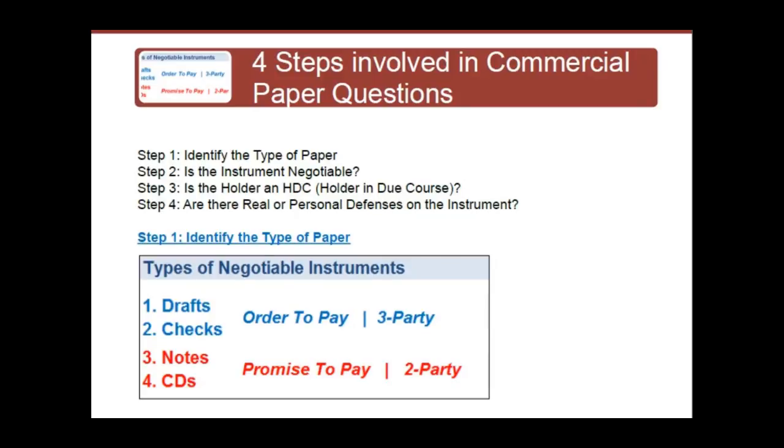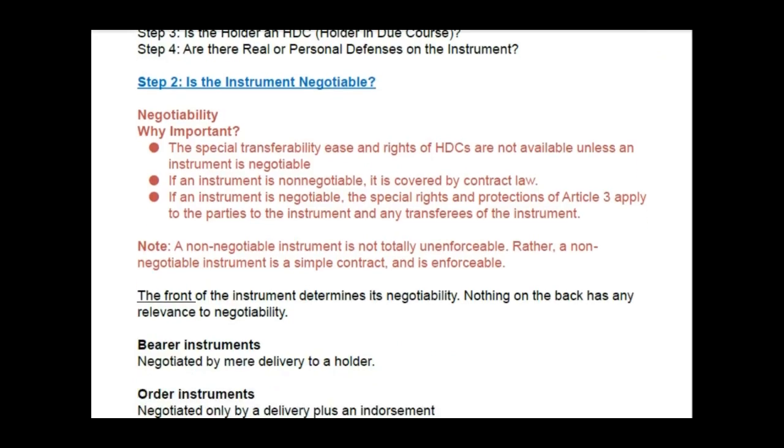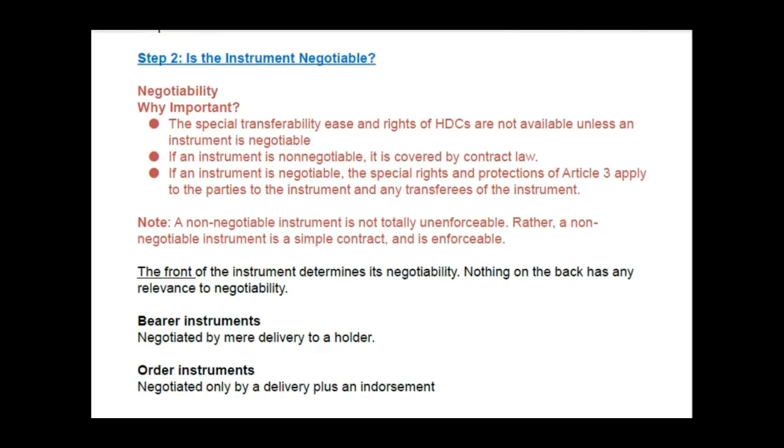So, step 1, we already discussed identifying the type of paper. We already went over the 4 main types of papers. So based on that, you should be able to get step 1 pretty easily. Step 2 is the instrument negotiable. So why is negotiability important? The special transferability ease and rights of holders in due course are not available unless an instrument is negotiable. If an instrument is non-negotiable, it's covered by contract law. If an instrument is negotiable, the special rights and protections of UCC Article 3 apply to the parties to the instrument and any transferees of the instrument.